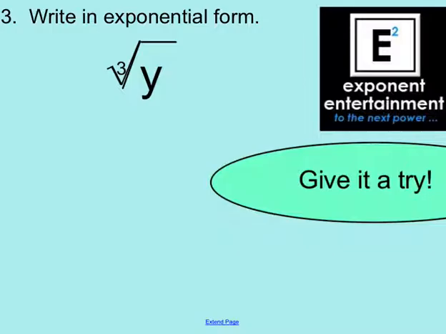Now we're going to go ahead and go the opposite way. I'm going to give you radical form and I want you to put it in exponential form. So to go to exponential, it would be y to the 1 over, well, what's this? 1 over 3. So there it is in exponential form.